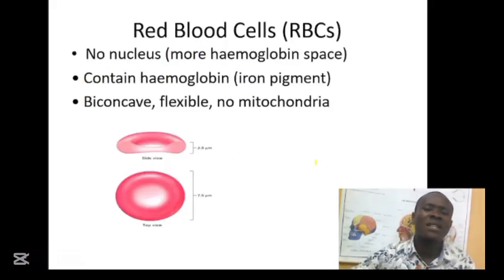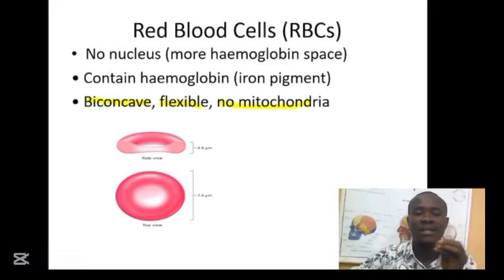So now let's talk about the red blood cells specifically. The red blood cells, they are biconcave in nature. As you can observe here, it is having a thick edge, and at the middle it is thin, and if you view it under the microscope, the middle will be bright. The red blood cells, it is also flexible. That means they can squeeze themselves to pass through the tiniest blood vessel that we have in the body.